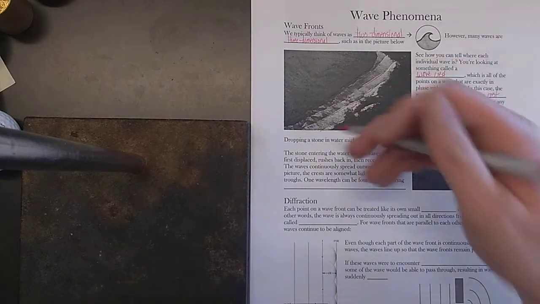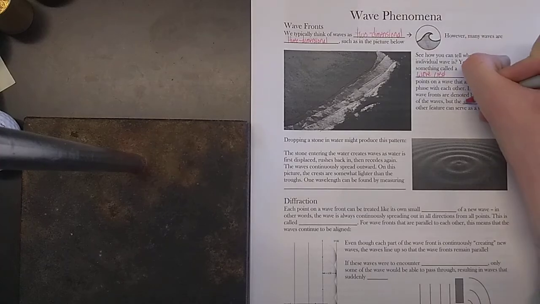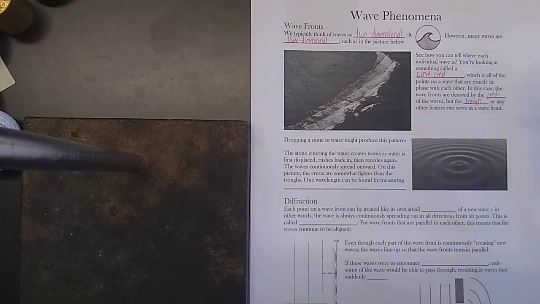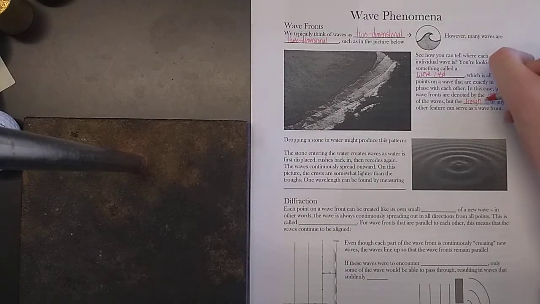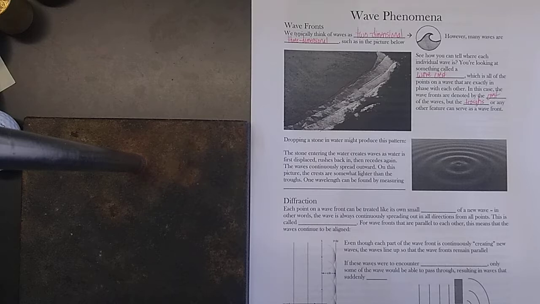Now, I drew across the crest, but we could just as easily draw lines connecting all the troughs together. That would still be a wave front. So I just need you to recognize a wave front when you see one. Another example of a wave front might be something like this. Say you drop a stone in some calm, flat water. What you'll see is the stone will displace some of the water, so that's kind of like a trough, but then the water will come rushing back in and actually be above the surface of where it normally is. That would be the crest. Now those two spread out from the center, creating this ripple pattern shown here.